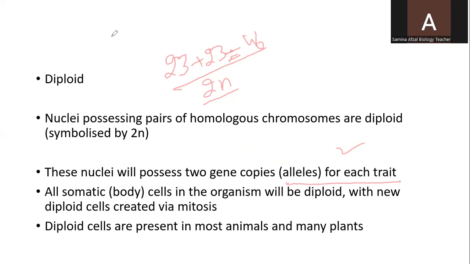All somatic body cells. Haploid number is present in the gametes, but diploid number is present in the somatic cells. And diploid cells are present in most animals and many plants. So in this way, haploid and diploid is characterized, haploid for the gametes and diploid for all somatic cells.